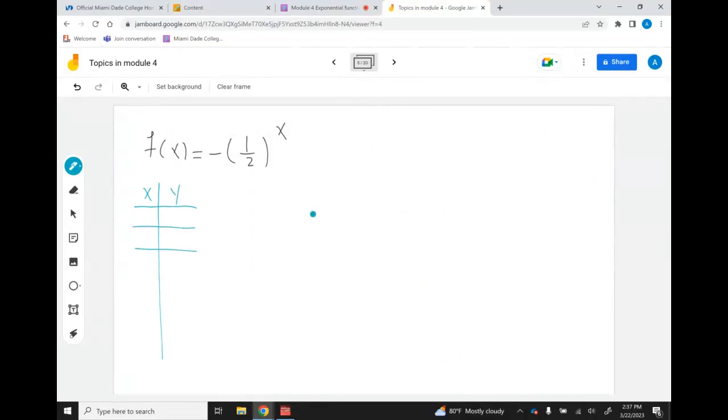So we have to be very careful with the negative. Okay, so let's pick some numbers, -2, -1, 0, 1, and 2. Now I have to be very careful how I do this. So I'm going to evaluate this function with -2. I'm going to show you step by step. The exponent there is going to be -2.